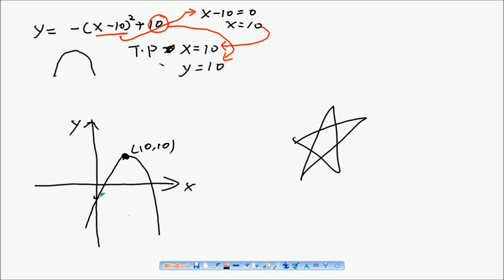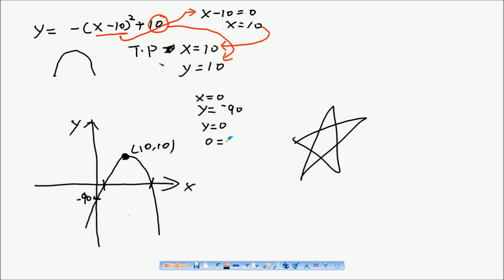Okay, and for the y-intercept, make x equal to 0, and y would be minus 90. So this point here is minus 90. I'm sorry the graph is not to scale, but you just get the idea. And we can find the x-intercepts by assuming y equals 0.